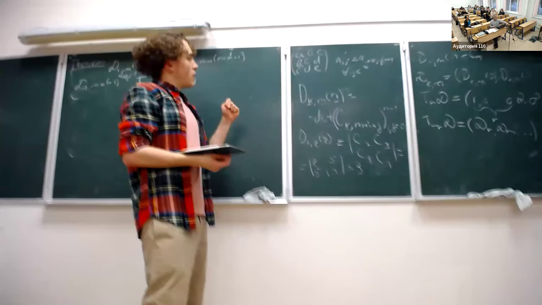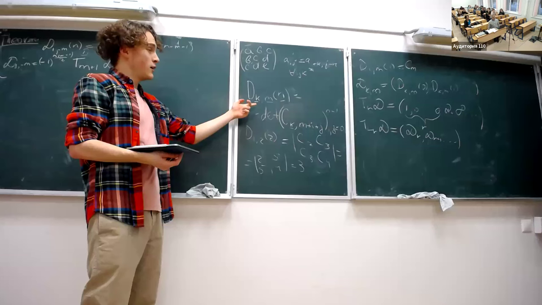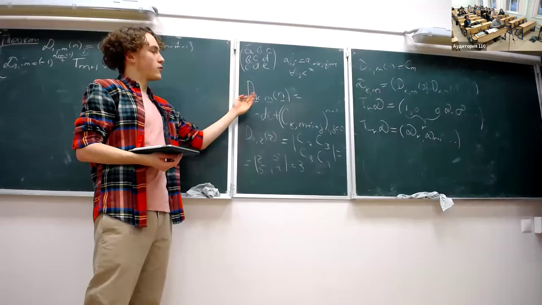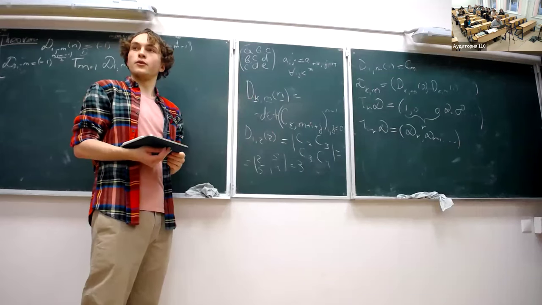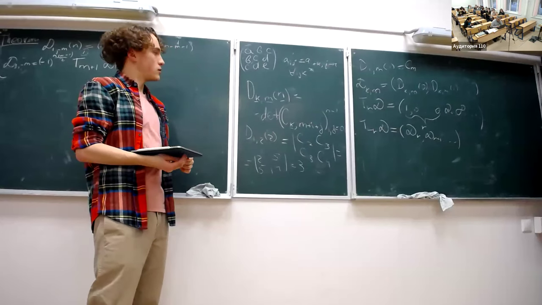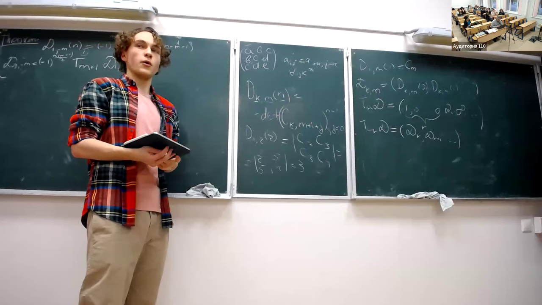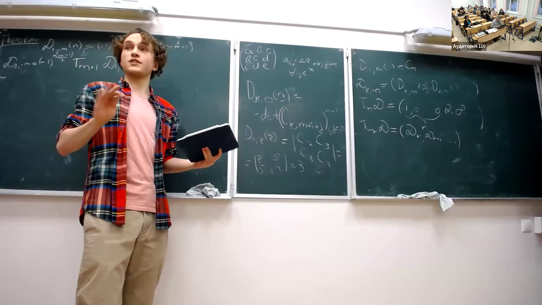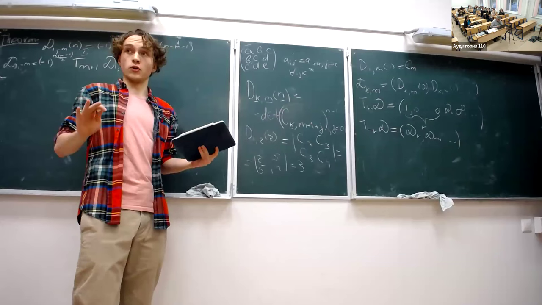D is suitable for every M. It could be negative or positive. So we can define all negative round numbers as zeros. Okay. Thank you. This is very important.